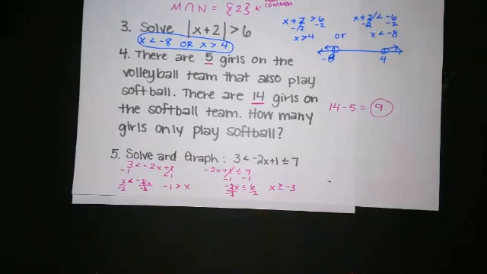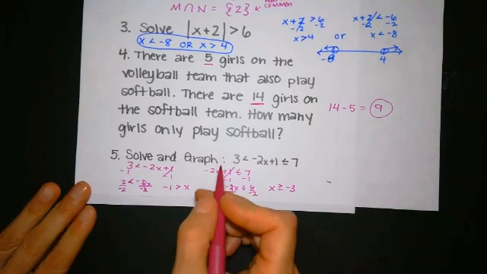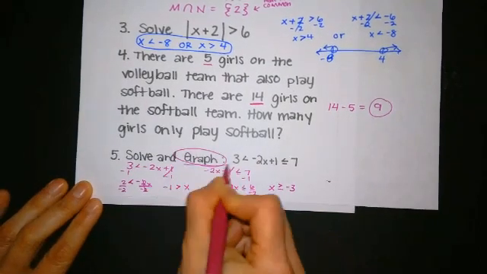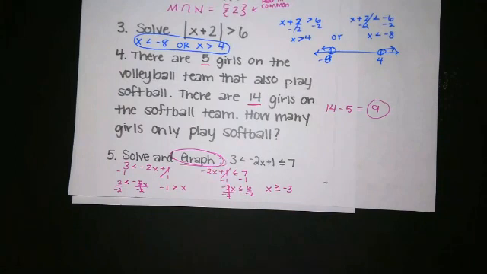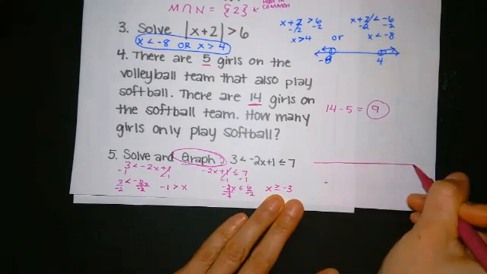Now we need to know if it's an and or an or. This one says and graph. So your graph must be accurate here. You must include more than just the two numbers, okay? So we're going to start. We're going to make our little graph.